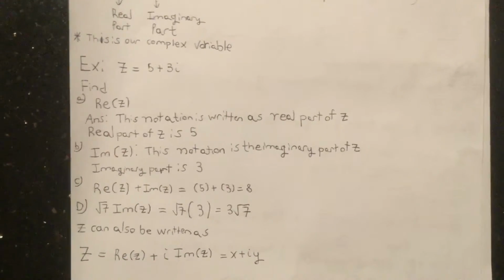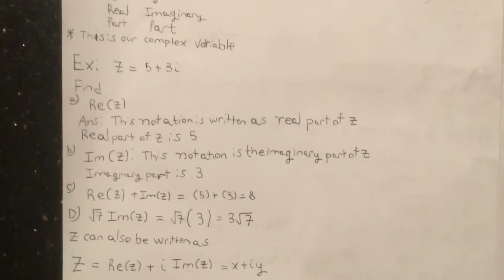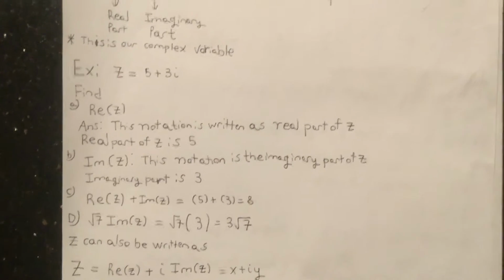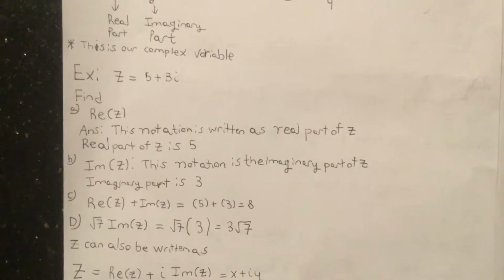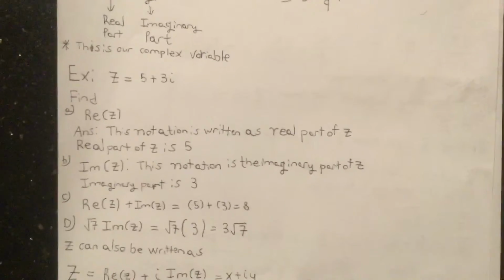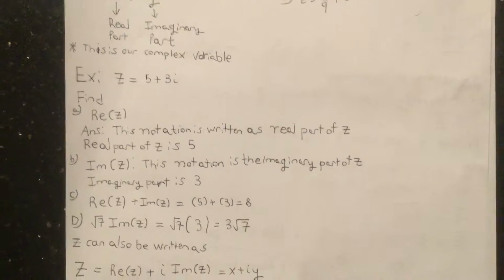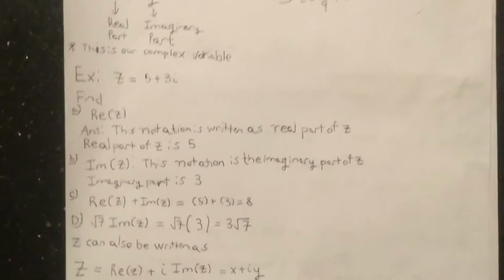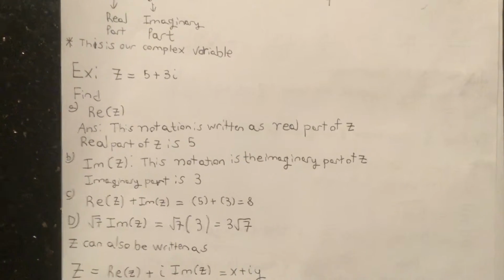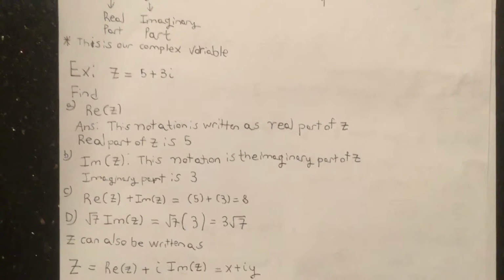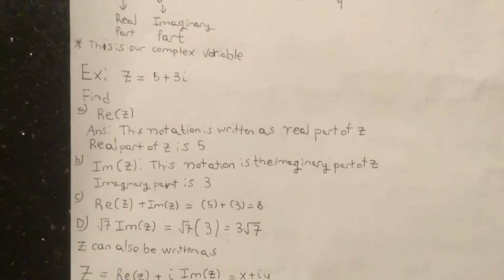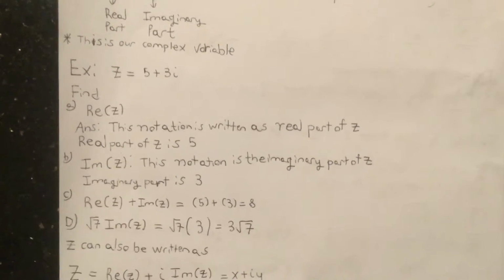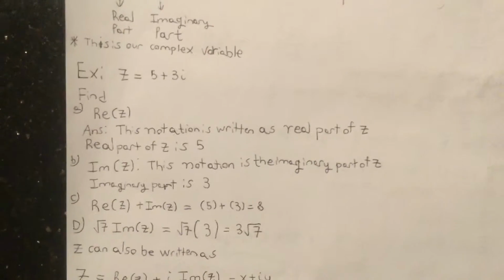Now, in these little component parts, we want to find the Re z. Re z is just a fancy notation of the complex variable known as the real part of z. Real part of z being 5. Part B is the imaginary z. Now, the imaginary z is written Im z. This is a notation of the imaginary part of z. The imaginary part being a 3.